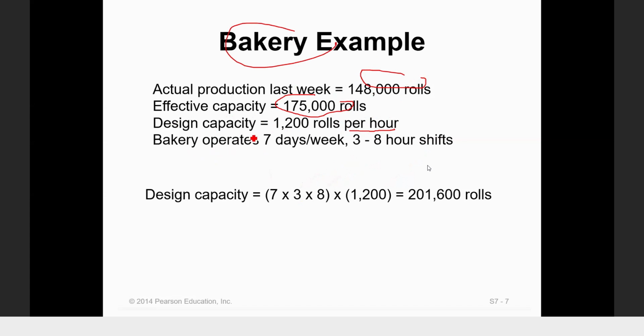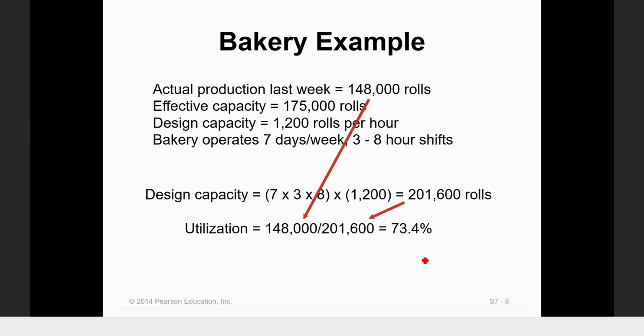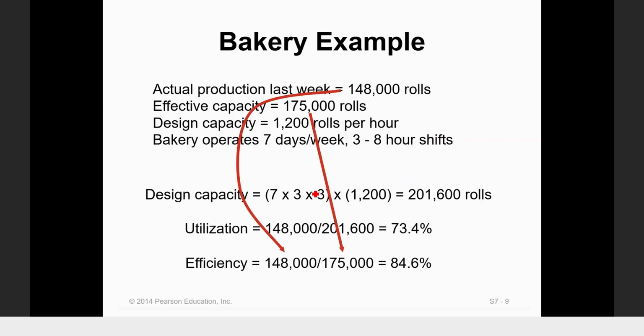So let's say this bakery operates 7 days per week, 3 shifts, 8 hours per shift. So design capacity is 7 days multiplied by 3 shifts, 8 hours per shift, and this is production per hour. So theoretically, it should produce 201,600. But it is not fully utilized, because the actual production is only 148. Divide by design, so now we have utilization of only 73.4% of the capacity being used.